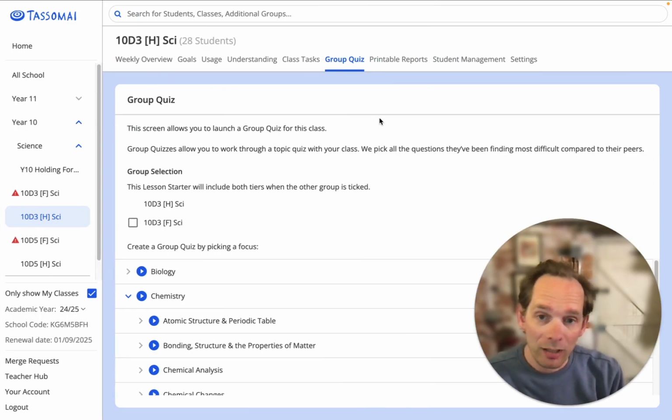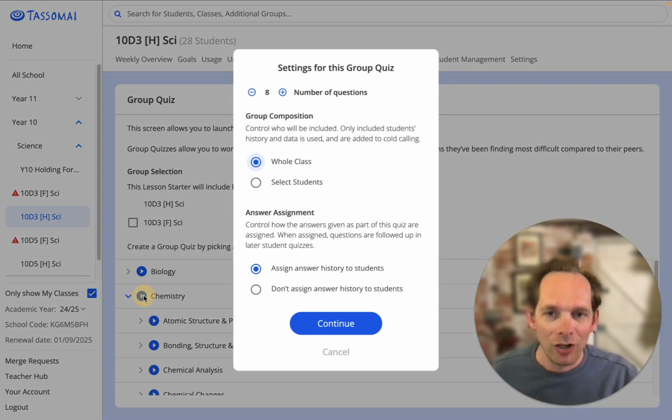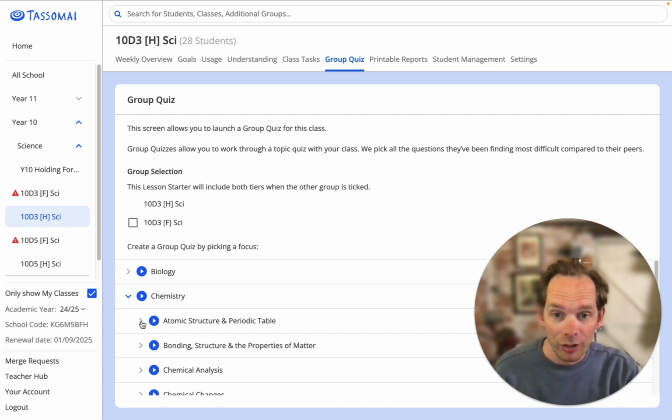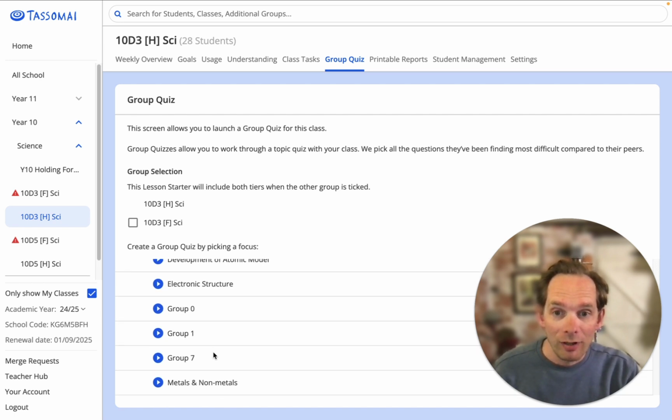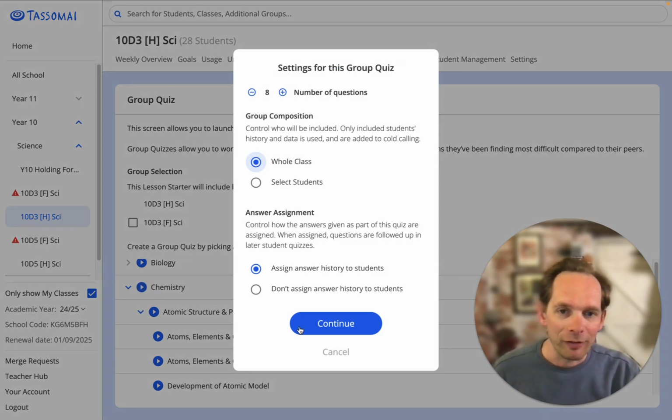So here I am with my class. We're going to start with a chemistry lesson. So before we do, I'm going to do a quick pop quiz on chemistry, and it's going to be across the whole subject, although you could pick a topic. So you could pick atomic structure, or you could even pick group 1 elements and do a pop quiz on that. But let's just do all of chemistry.